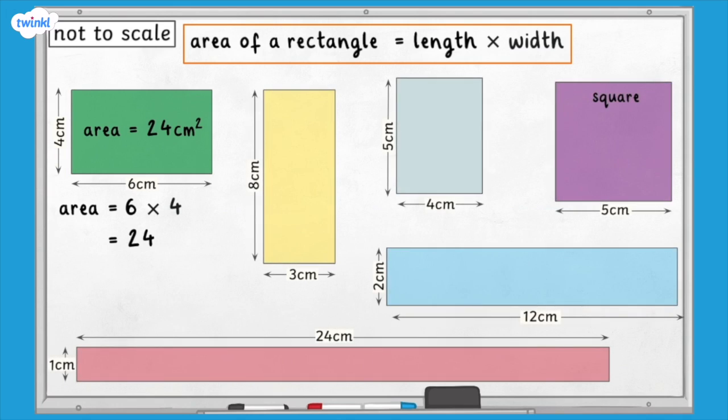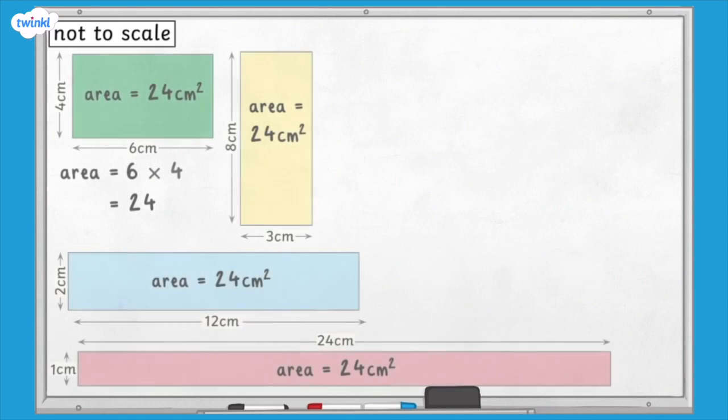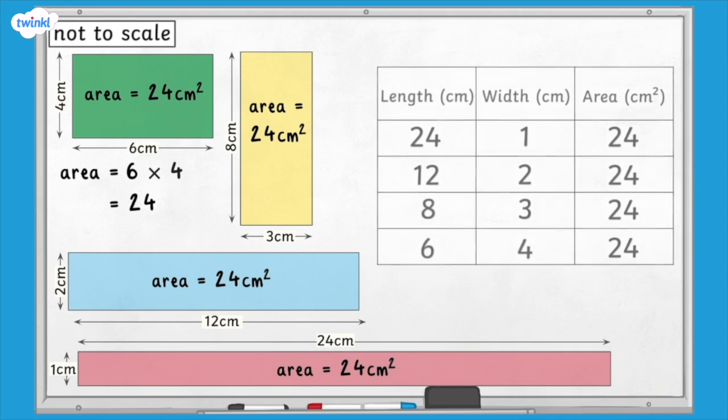Which of these rectangles have the same area as the green rectangle? There were 3 more rectangles with an area of 24 centimetres squared. Well done if you spotted them. Let's look again at the lengths and the widths of the rectangles with the same area by putting them together in a table. We can see that the measurements of the rectangles with an area of 24 centimetres squared were all factor pairs of 24, numbers that multiply together to make 24.